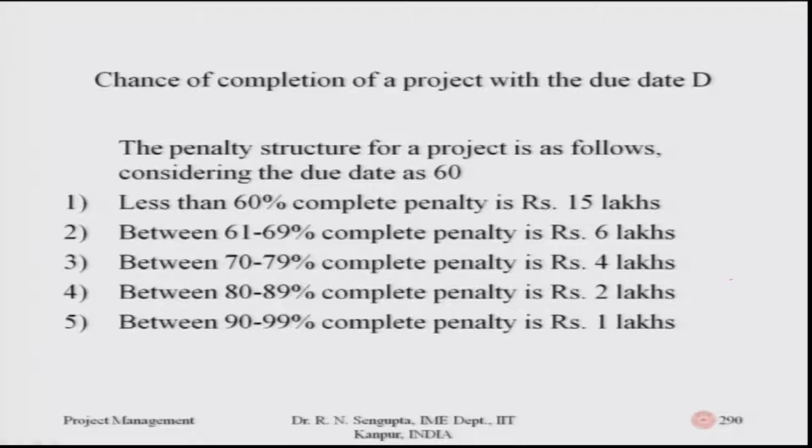Between 61 and 69 percent complete, you pay a penalty of 6 lakhs. Between 70 to 79, you pay a penalty of 4 lakhs. If between 80 to 89 is complete, you pay a penalty of 2 lakhs, and between 90 to 99% complete, you pay a penalty of 1 lakh, which means the more complete, the less the penalty.